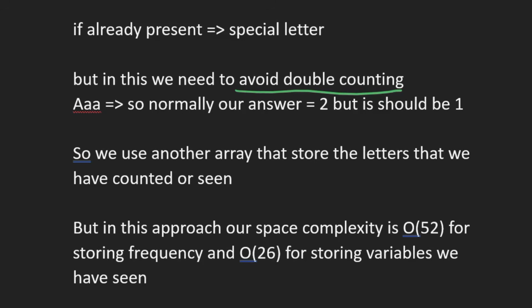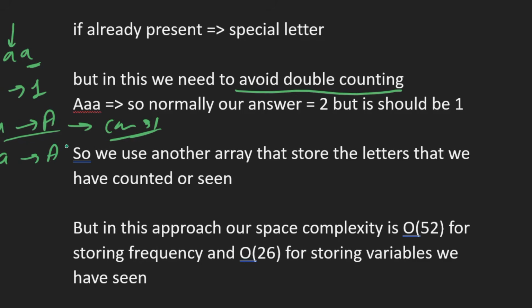But in this approach, we need to avoid double counting. Let's see an example. Suppose we have marked in the map that the frequency of capital A is 1, then we come at small a and check whether we have capital A in the map. It gives us yes, so we increase our count by 1. Then again we get a small a, and again we check for capital A, and we make the count 2. If you see, we have double counted the small a.